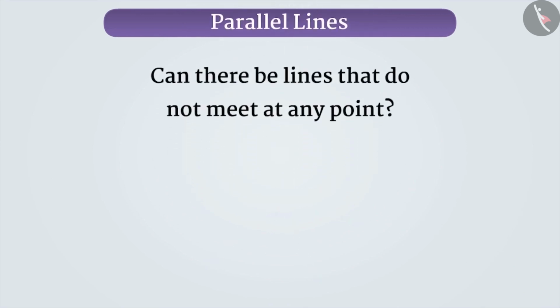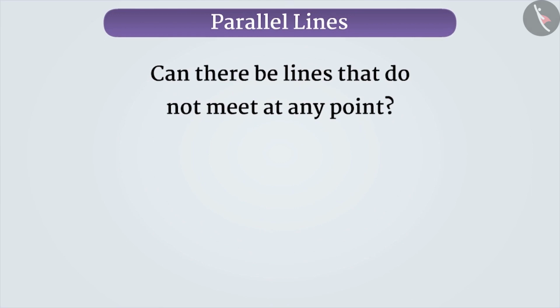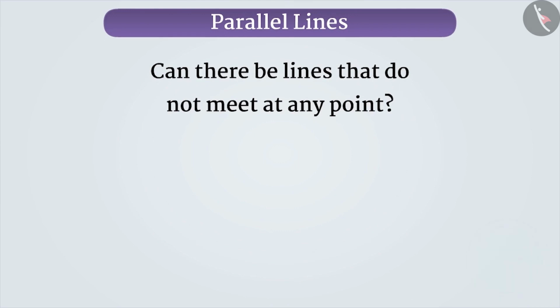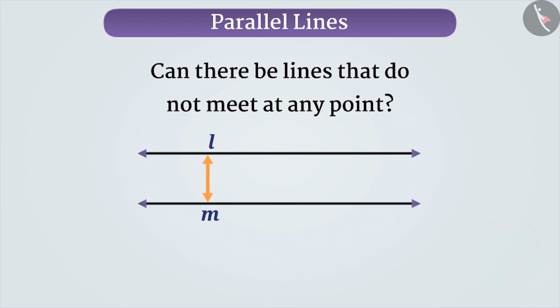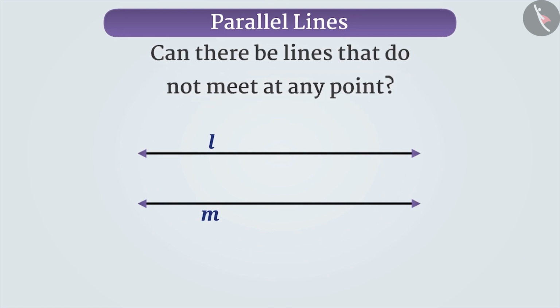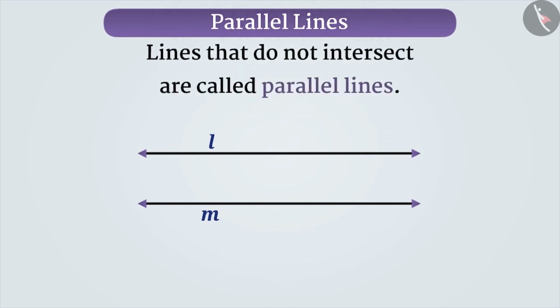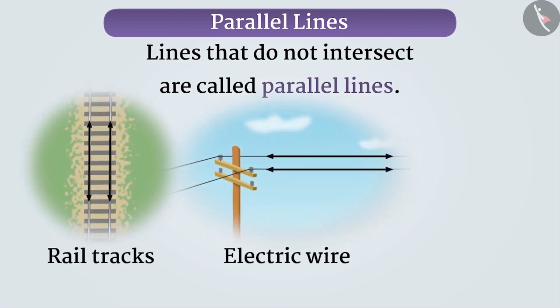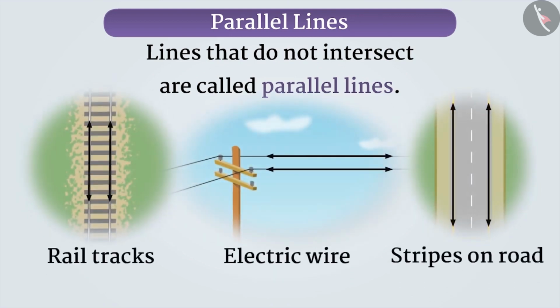Can there be lines that do not meet at any point? Think. You are right. If the distance between two lines always remains the same, then they will never be able to intersect. Lines that do not intersect are called parallel lines, such as rail tracks, electric wires, roadside or stripes made on it, etc.